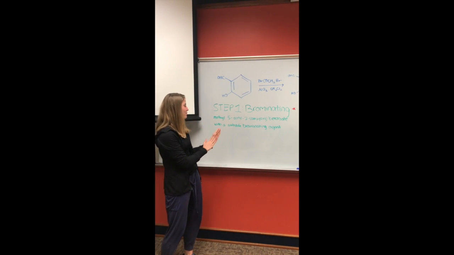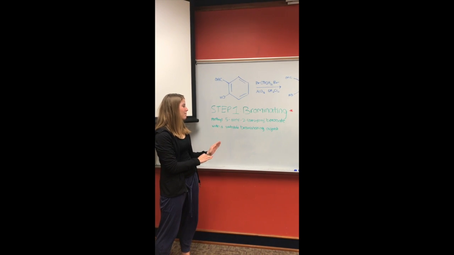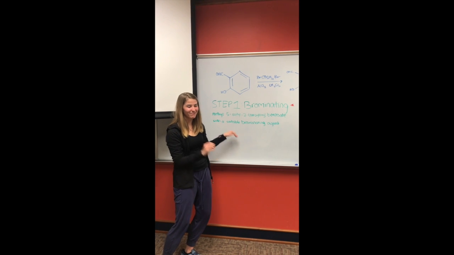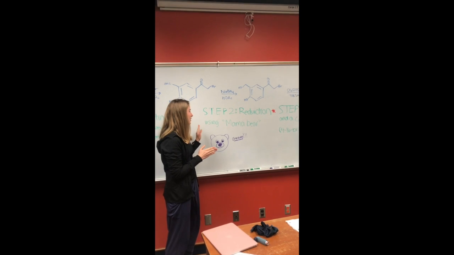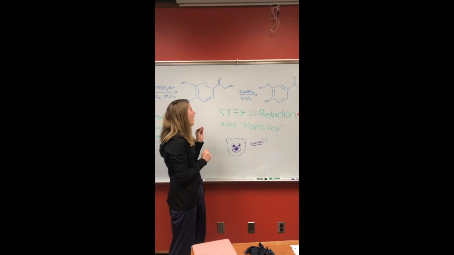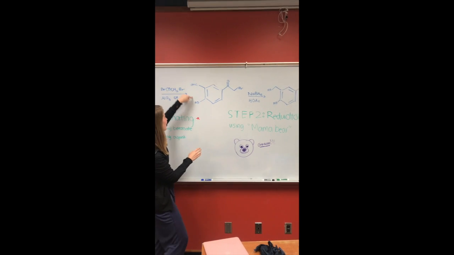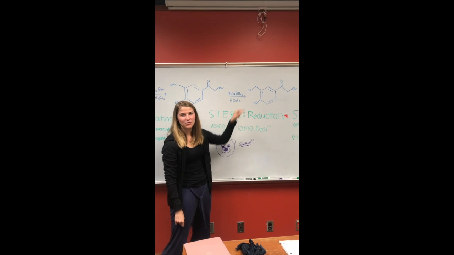So step 1, brominating methyl 5-acetyl-2-benzyloxybenzoate with a suitable brominating agent. Step 2, reduction using Mama Bear. We're not sure where the reduction happened, so I think it's like here because this kind of went to that, and that's what I'm seeing as a reduction.